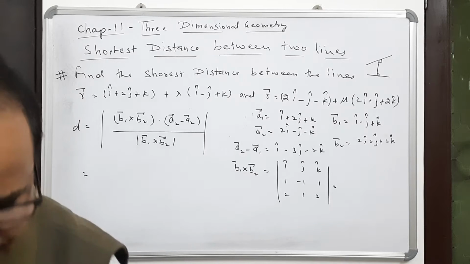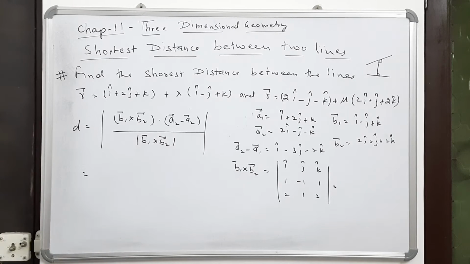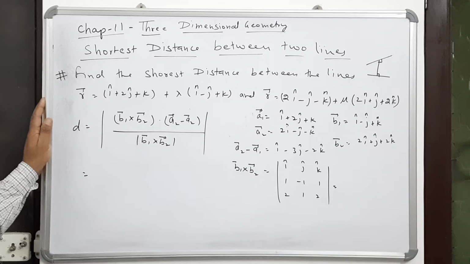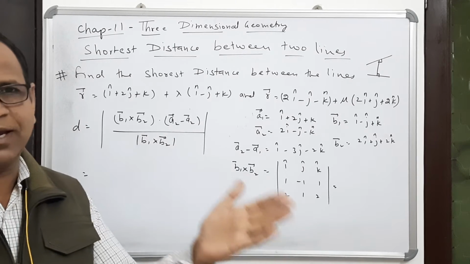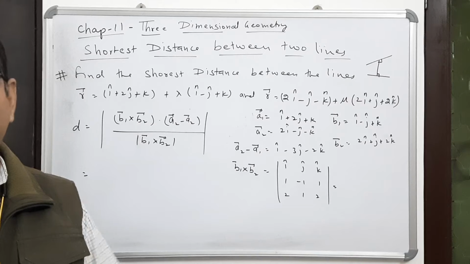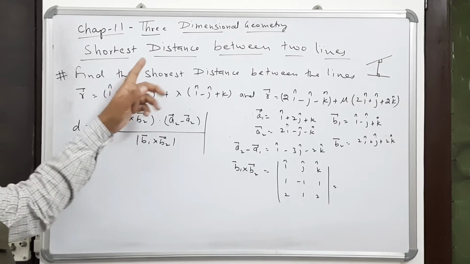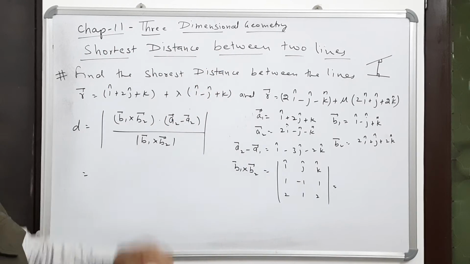Before that, there is a topic in exercise 11.2, and that is the angle between two lines. That part is deleted this year. Angle between two lines, angle between two planes, angle between line and plane. This part is deleted from our syllabus. So after the equation of straight line, I am coming directly to the shortest distance.